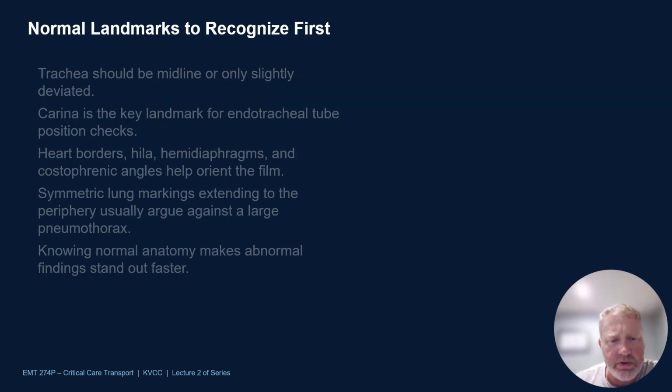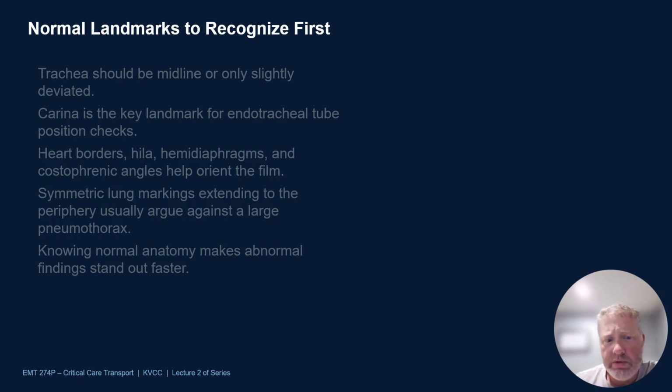We'll get to pictures in a minute, but always look for normal landmarks first. So know what the landmarks look like and where they're at on an AP chest film. The trachea should be midline or very slightly deviated. The carina is the key landmark for endotracheal tube placement. Tube placement should typically be 2 to 4 or 3 to 5 centimeters above the carina, depending on the source that you're referring to.